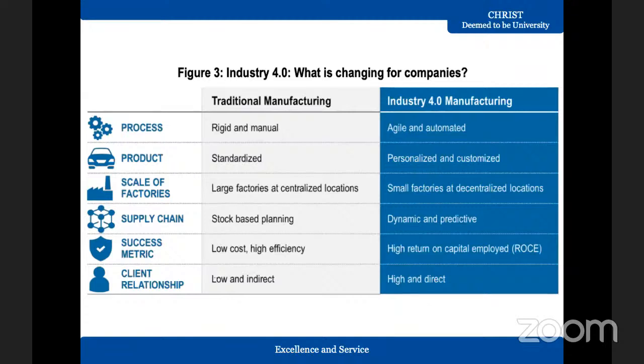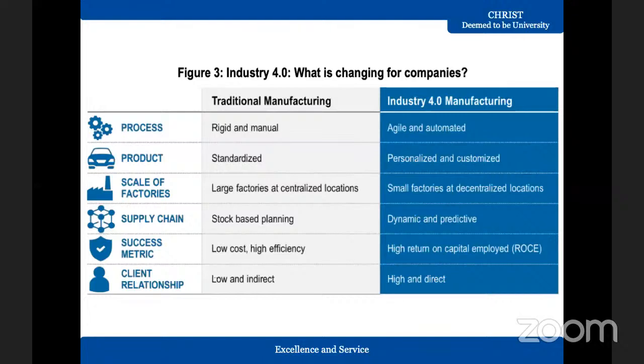And when we talk about what exactly Industry 4.0 is going to change in manufacturing, here I have given 6 entities: process, product, scale of factories, supply chain, success metrics, and client relationship. All those 6 parameters in traditional manufacturing are entirely different from Industry 4.0. For example, take the process. In traditional manufacturing, the process is very rigid. You cannot change the process parameters. Sometimes you cannot even change the process flow or the manual.